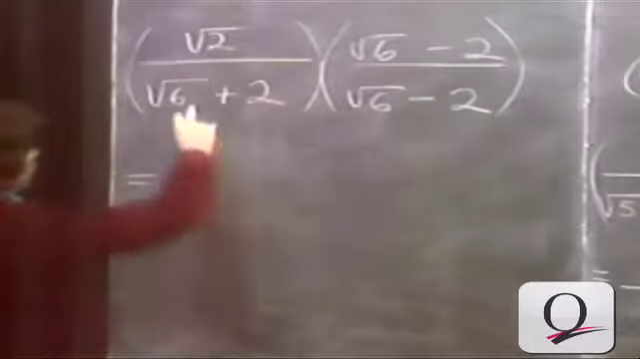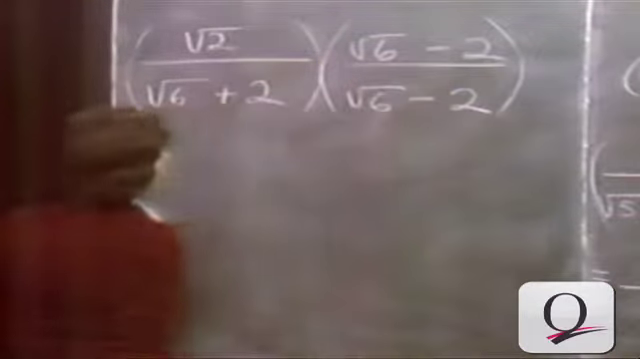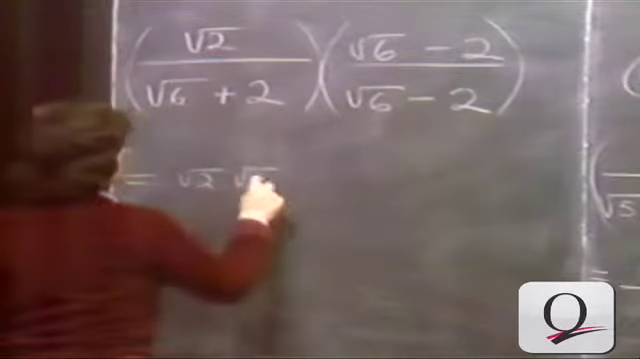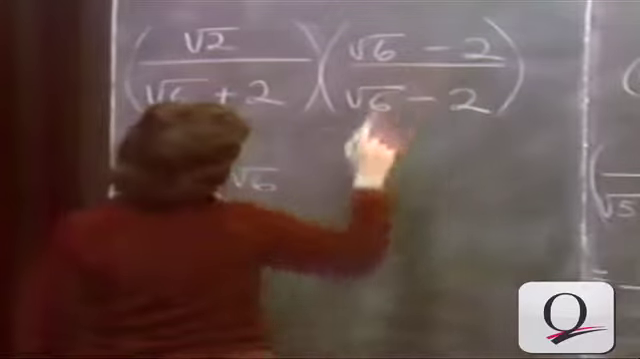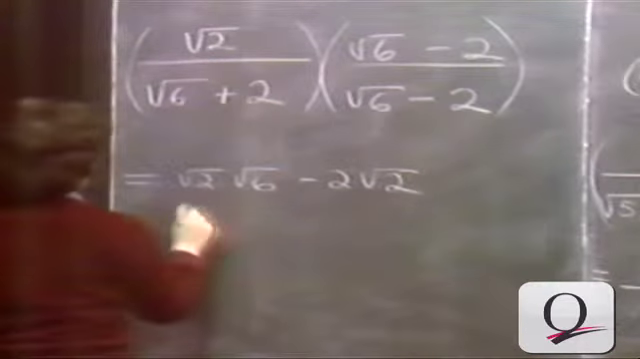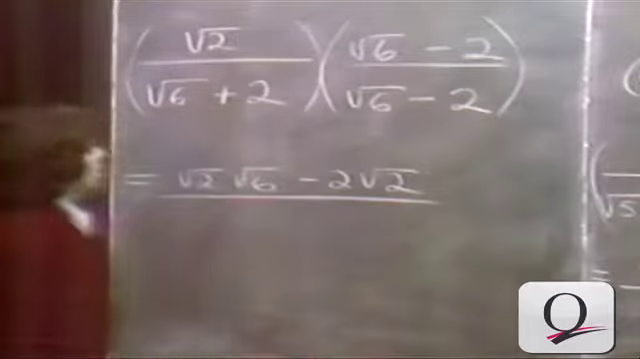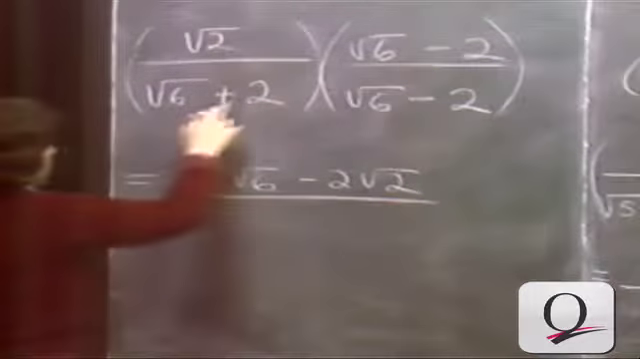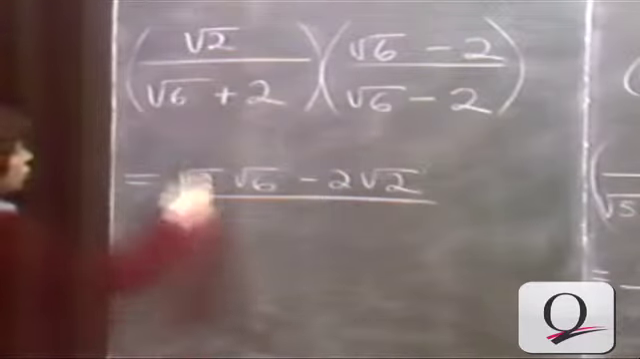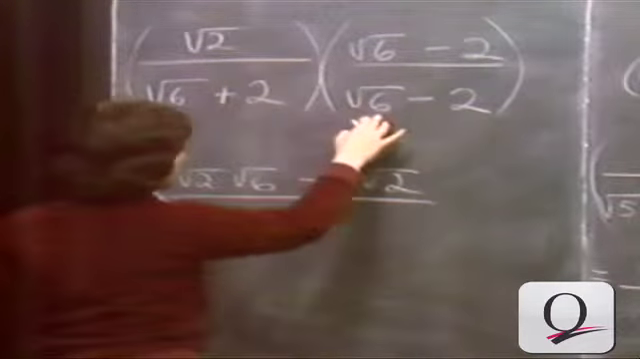on the top, you must distribute the square root of 2 through the parentheses. You have the square root of 2 times the square root of 6, and then the square root of 2 times minus 2, so minus 2 times the square root of 2. And on the bottom, you have a plus b times a minus b. Okay, so you're going to get a squared minus b squared.